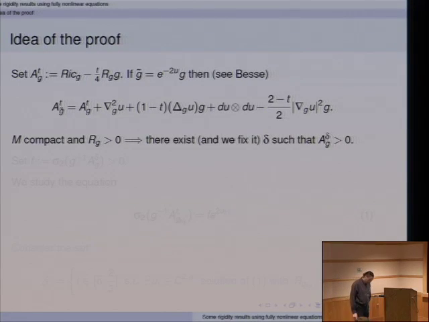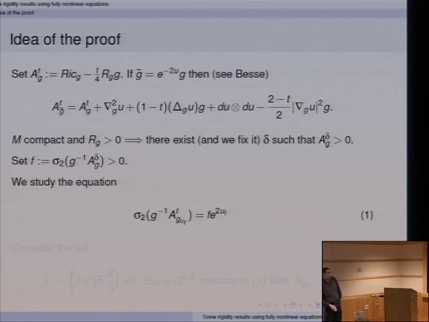So your manifold is a compact one, and you know that the scalar curvature is positive. So by compactness, it's very easy to see that you can find a delta, possibly negative, but it doesn't matter, such that this A_G^delta is positive definite. So we fix this delta in such a way that this A_G^delta is positive definite, and we call f the sigma 2 of this A_G^delta, which is, of course, a positive function on M.